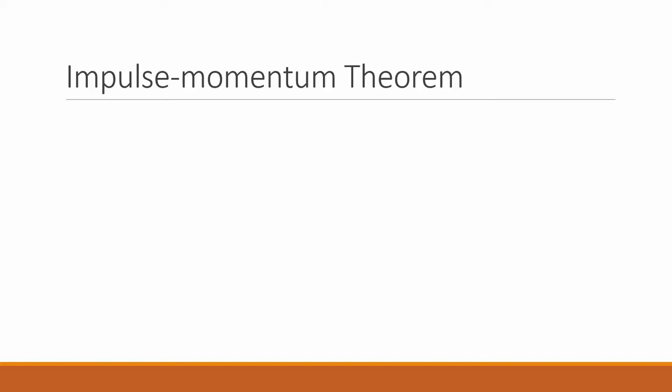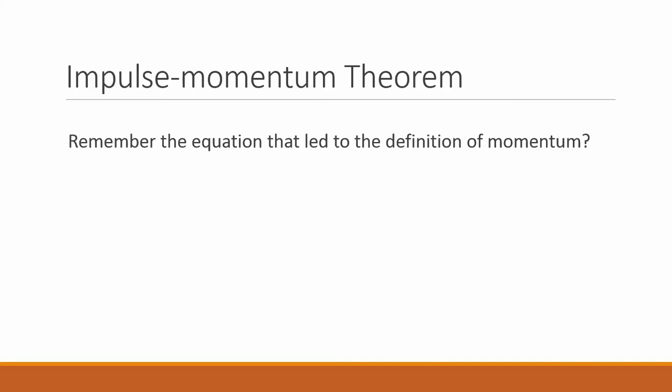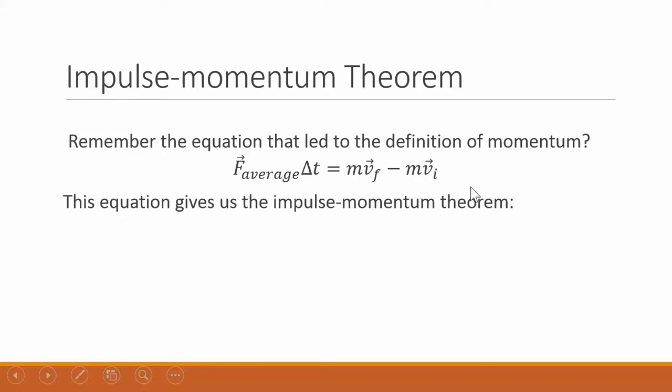So now that we've looked at impulse and momentum, we can put them together in what's called the impulse-momentum theorem. This comes from the equation that we did in this lesson that led to the definition of momentum. The average force times delta t equals m final velocity minus m initial velocity. This equation will lead to the impulse-momentum theorem, and it's just a rearrangement of this equation. It says that force times change in time equals the change in momentum. And the change in momentum is mass times final velocity minus mass times initial velocity.